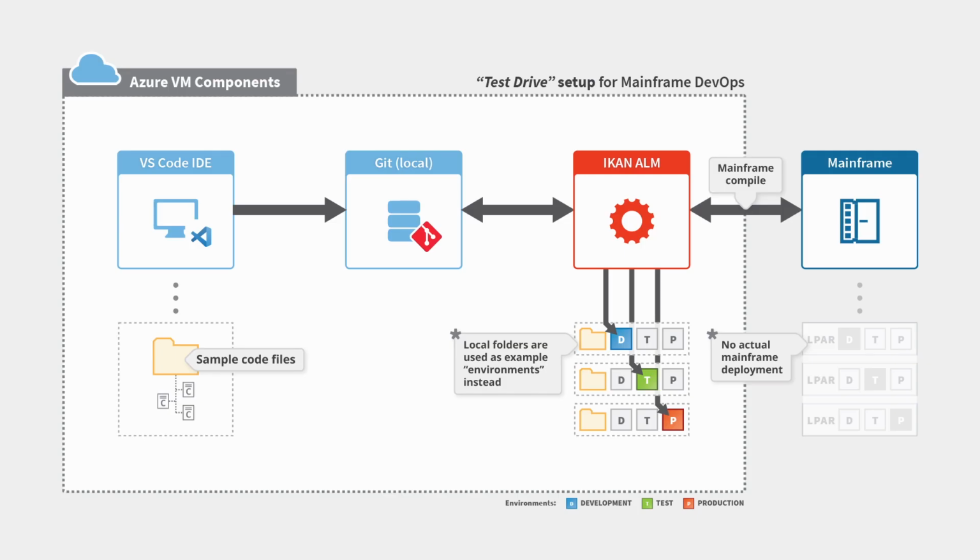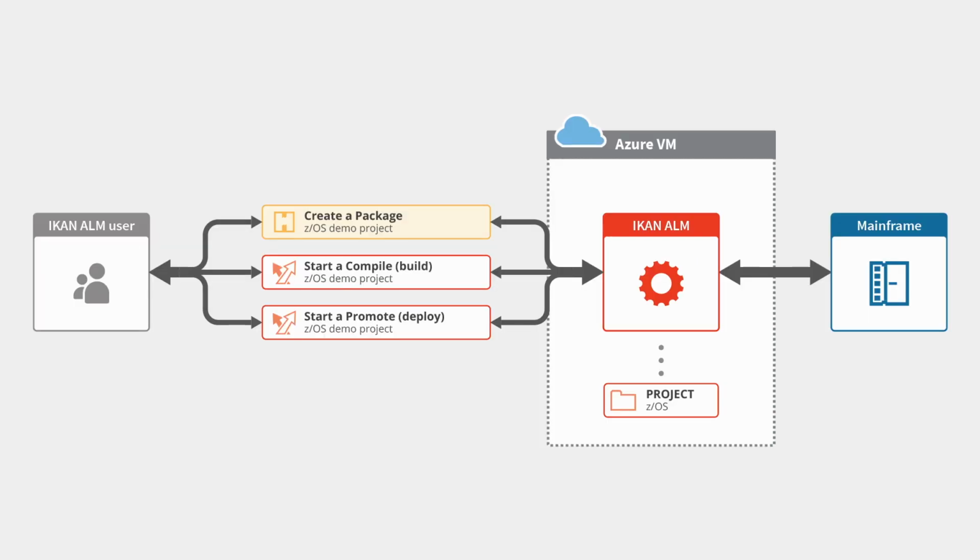We have provided some sample mainframe code which you can customize, the Visual Studio Code IDE, which has Git integration to version your customized files, a local file-based Git repository, an IKAN ALM pre-configured and with a z/OS demo project. IKAN ALM is the actual DevOps software product on this test drive virtual machine that you will be working with. It is pre-configured and set up with a predefined z/OS project so you can start right away.